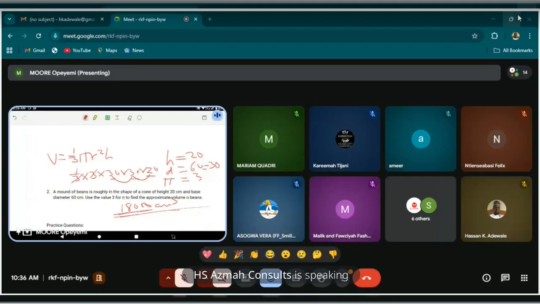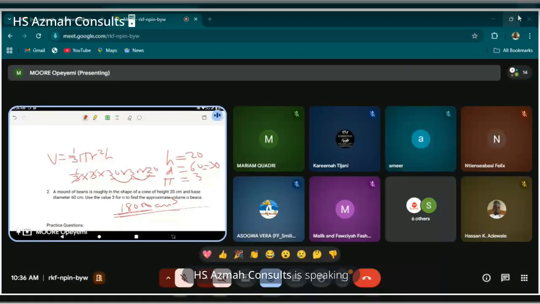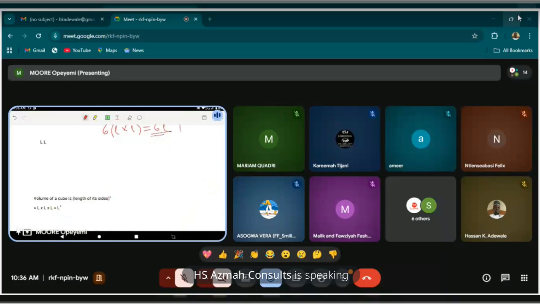That is a cube. Now, after the cube, we have a cuboid. The volume of a cube is the length of its side raised to the power of 3, which is length times length times length, L raised to power 3. That is the volume. Okay, we have seen that. Now, look at this example. Find the volume of a cube of length 6 centimeters.